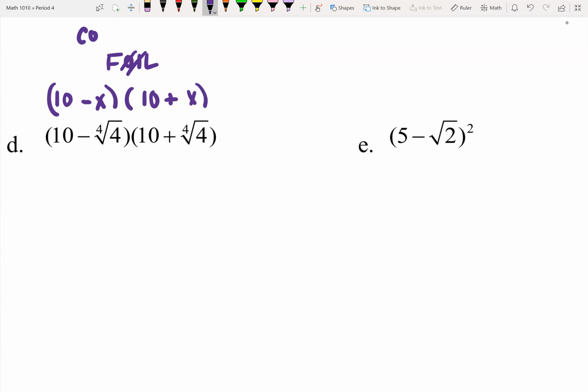See, I knew we were so happy you were here, smart girl. It's conjugate. Conjugate. I think that's how you spell it.